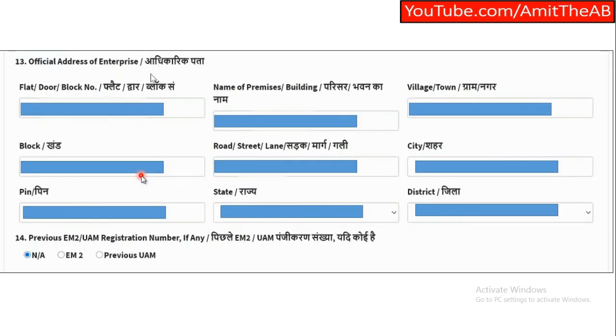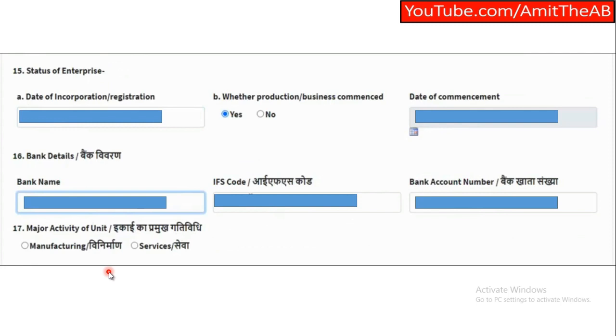Next is the 13th number, that is official address of enterprise. The official address of enterprise would be a kind of correspondence address. At the same time, in case of a corporate, it would be the corporate registered office and so forth. Okay, you share all the details, and next one would be whether you are registered previously under EM2. In that case, if it is yes, you have to mention the old one. But since this is the whole process for a new registration, I don't think you'd be using this facility. You would be putting NA, that is not applicable, because there is a whole new process if you already have an EM2 or UAM, that is Udyam Aadhar Memorandum.